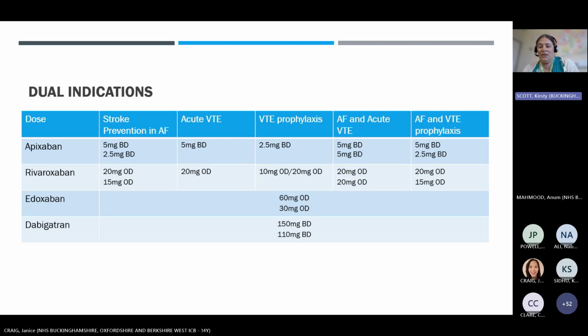Edoxaban and dabigatran, very nicely, are straightforward with their dosing. If you've got dual indications, the dosing is the same, regardless of whether it's AF, acute VTE, or prophylactic VTE. The problem with those, and why we don't often see them, particularly with the acute VTEs, is they need 5 to 7 days of dalteparin prior to starting the oral.